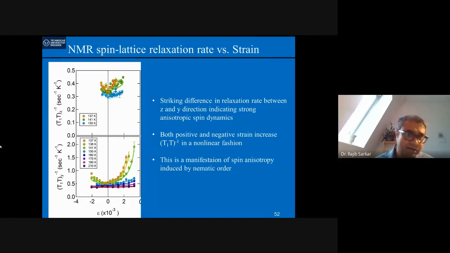Then we have measured the spin lattice relaxation rate in two different directions, and that's really crucial and very important information. The upper plot shows when I apply my field parallel to the z direction and measure 1/T1T, and you see only a tiny dependence on strain. But when you apply the field in the perpendicular direction, at higher temperature the relaxation rate is more or less flat, but as you lower the temperature, your relaxation rate changes dramatically. At 137 Kelvin, it really shoots up.